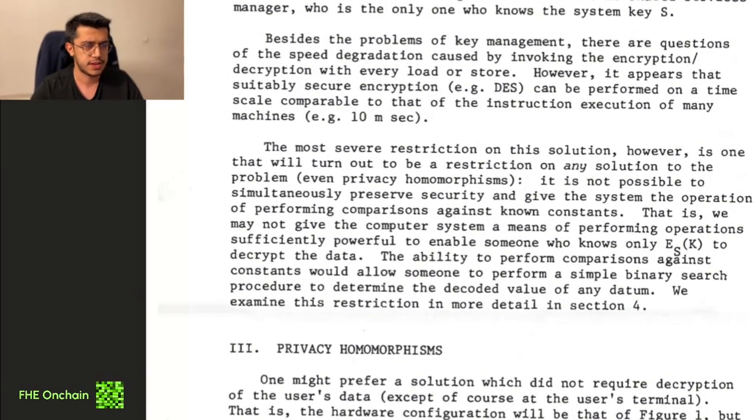Let's go through the final paragraph. The most severe restriction on this solution, however, is one that will turn out to be a restriction on any solution to the problem, even privacy homomorphisms. It is not possible to simultaneously preserve security and give the system the operation of performing comparisons against known constants. That is, we may not give the computer system a means of performing operations sufficiently powerful to enable someone who knows only E of K to decrypt the data. The ability to perform comparisons against constants would allow someone to perform a simple binary search procedure to determine the decoded value of any single data. We examine this restriction in more detail in the future.